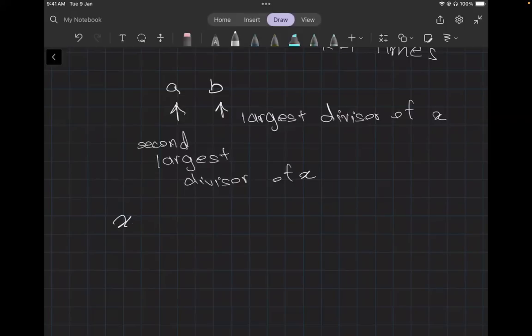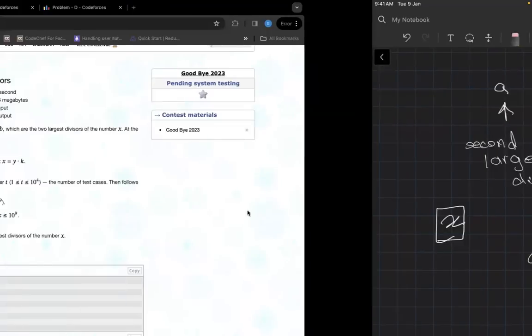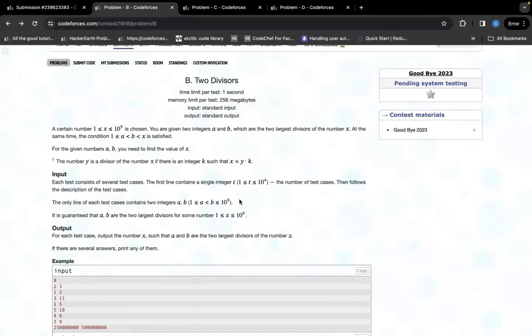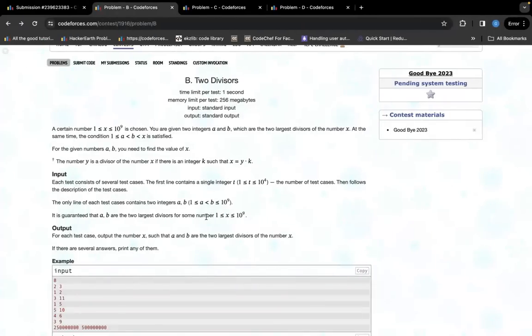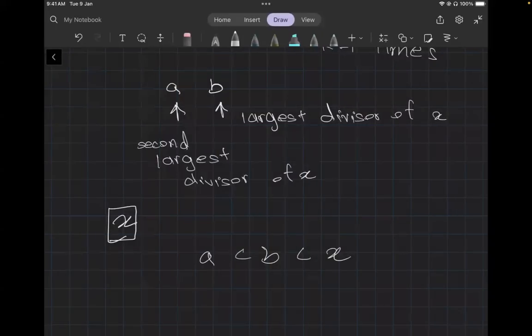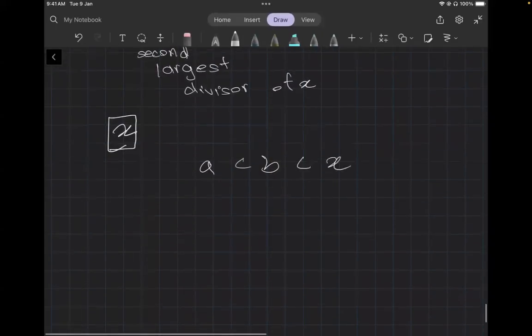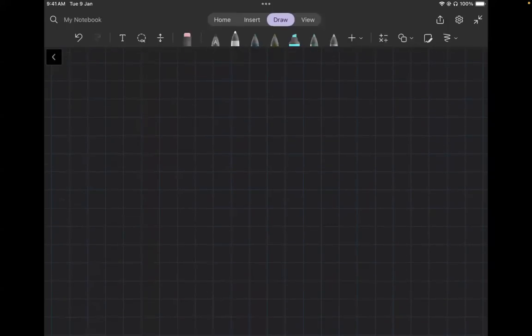Okay, and what are we told? We have to find this particular x, and of course it is given that a is smaller than b, which is smaller than x, right? This is what is given in the problem statement. Just find LCM and multiple. Let's discuss the solution. So how do we get the intuition of this problem?